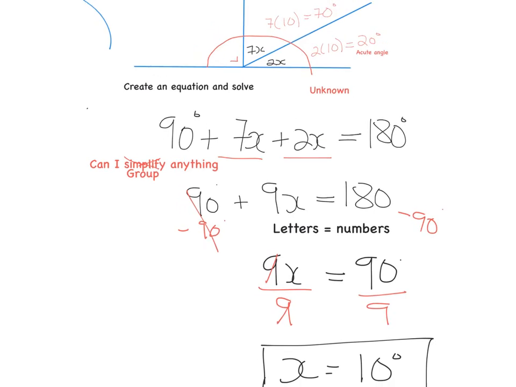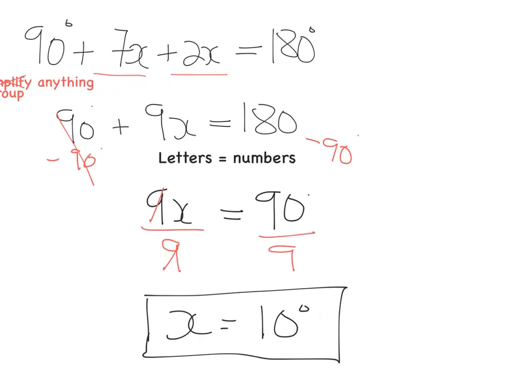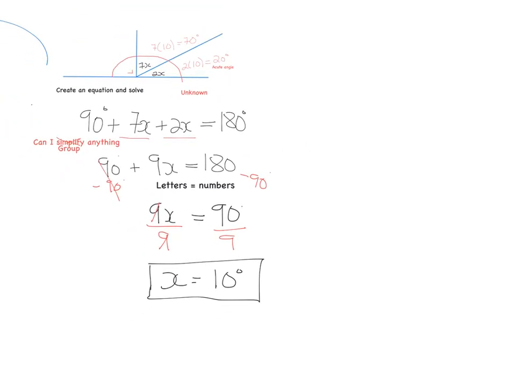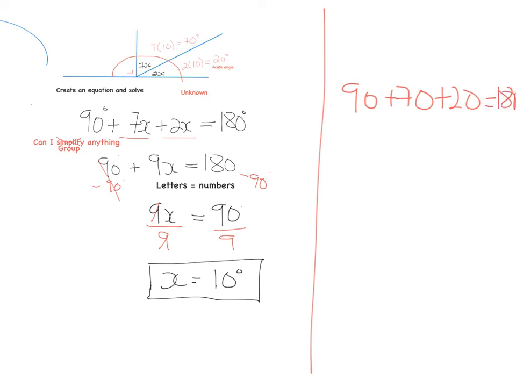So I've now solved that question, and we can do a little bit of a check to make sure we're right. So I'll do the check on this side here. It is 90 degrees plus 70 degrees plus 20 degrees. I am saying that if I add those three numbers, I should get 180. So let's check. 90 and 70 is 160, plus 20 is 180. And therefore I am correct. So you can do a little check at the end just to make sure.